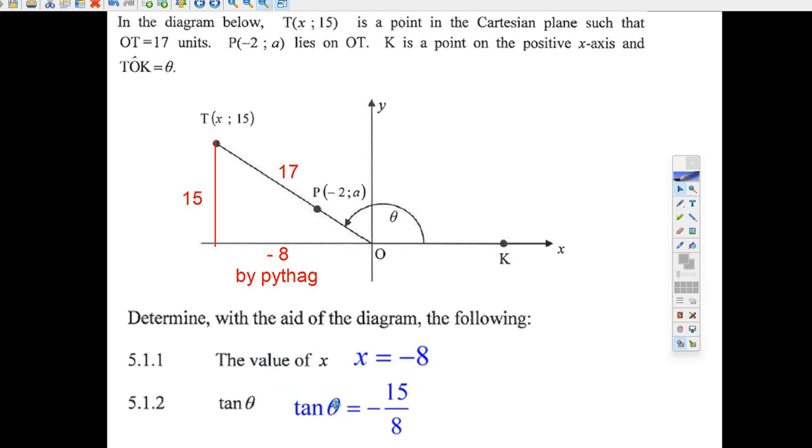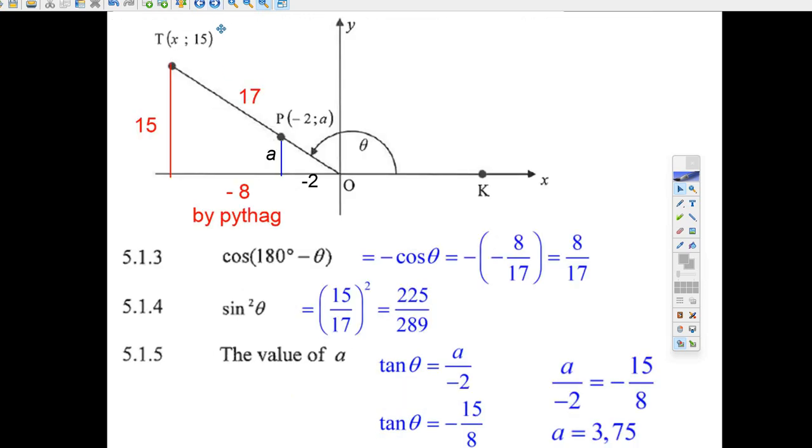The tangent of the angle, you just go to this theta, and then just look at the reference angle right here. The tangent is opposite over adjacent, minus 15 over minus 8. And that makes sense that it would be negative because tangent's negative in the second quadrant. Okay, let's look at the next part.